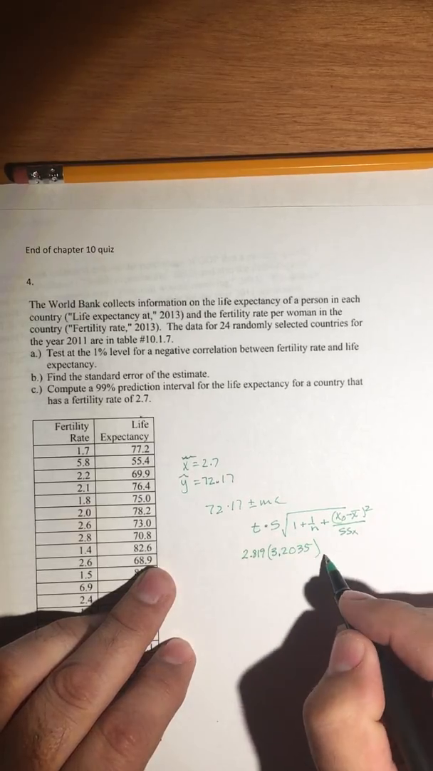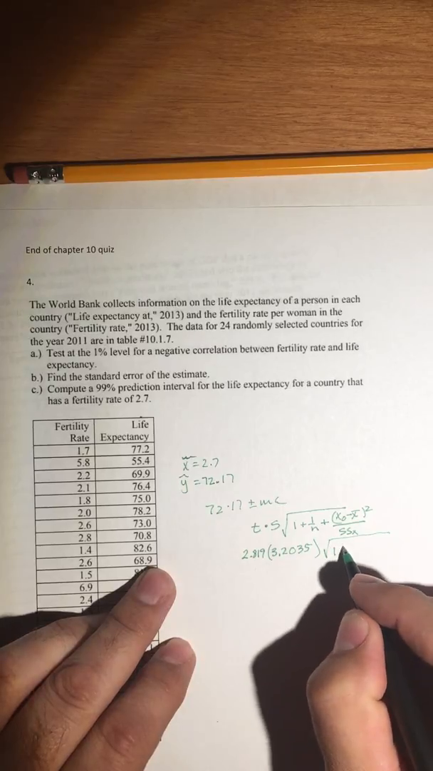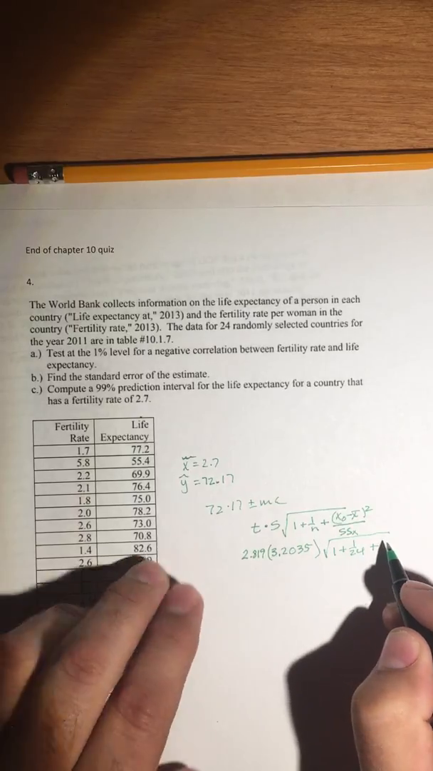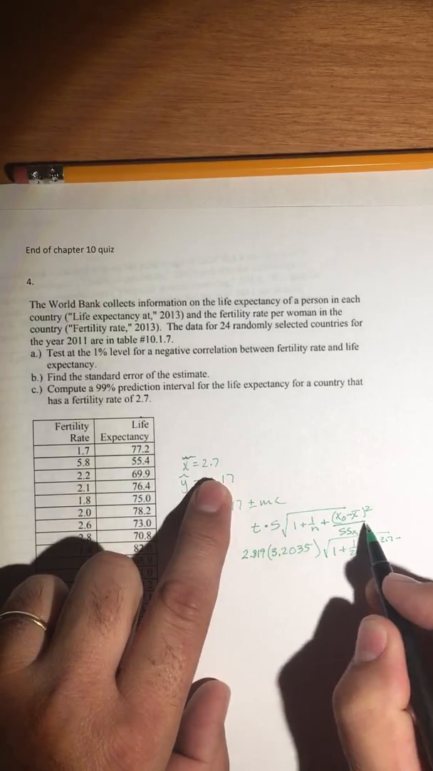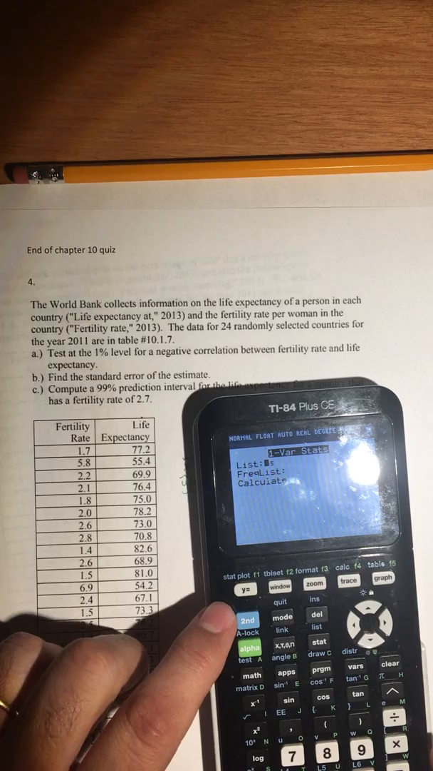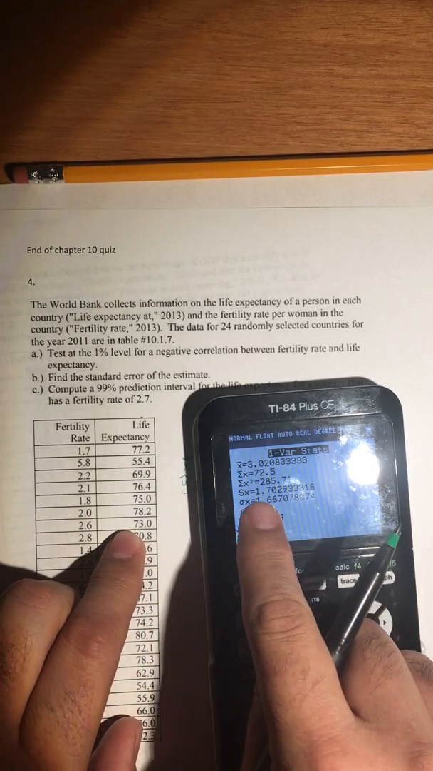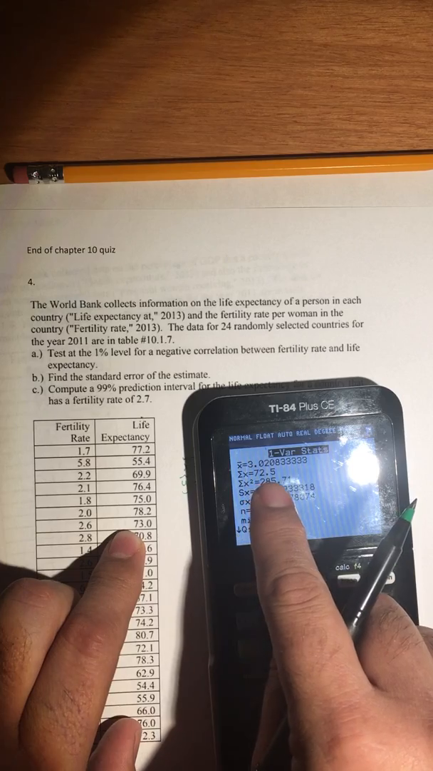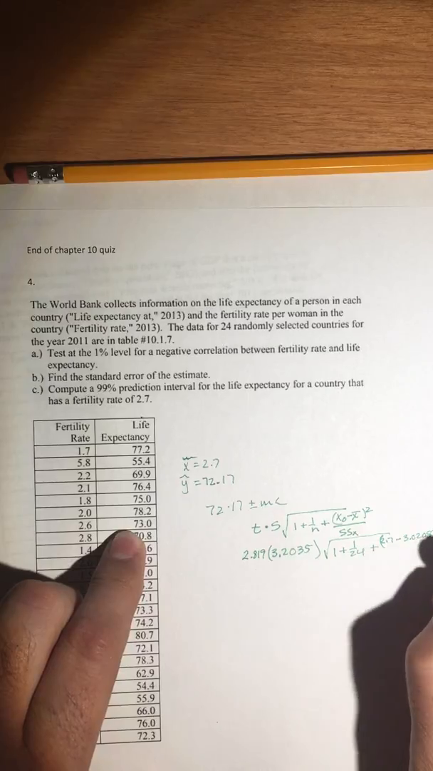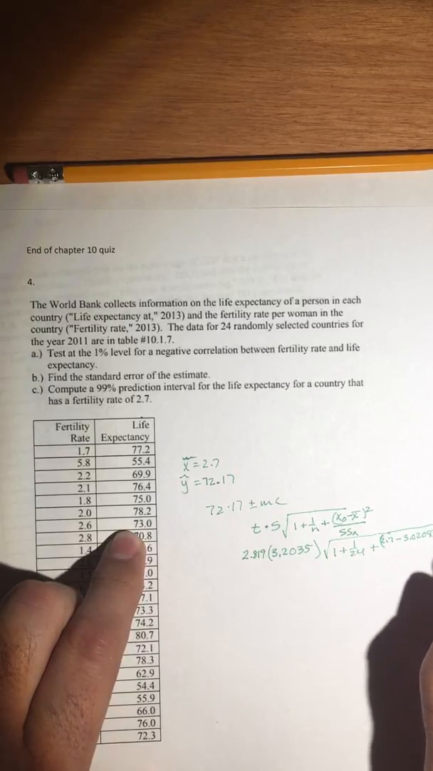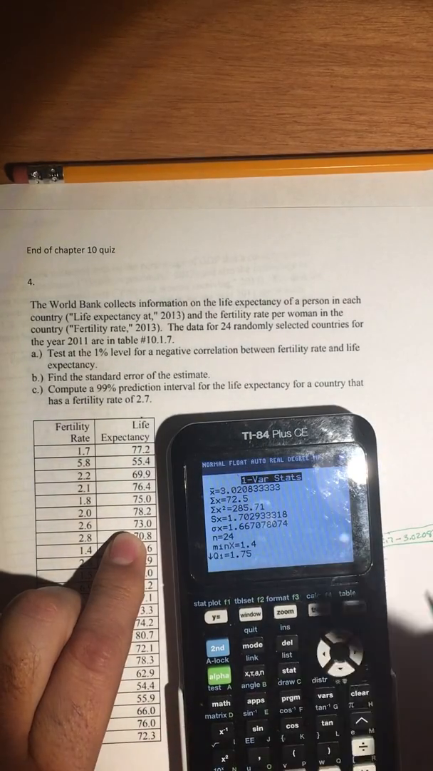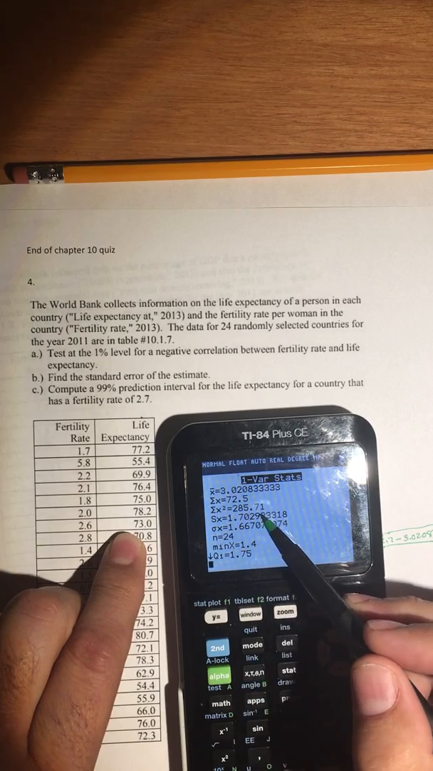3.2035, and then times the square root of 1 plus 1 over 24 plus, now this x naught, that's our x value, which was 2.7, minus the average x. Well, we've got to find that, so that's stat, calc, 1-var stats on list 5. That's our x values. So our average x was 3.0208, squared, divided by the sum of the squares of the x's. And so right there's the sum of the squares of the x's, 285.71.